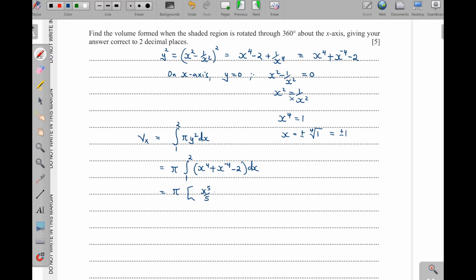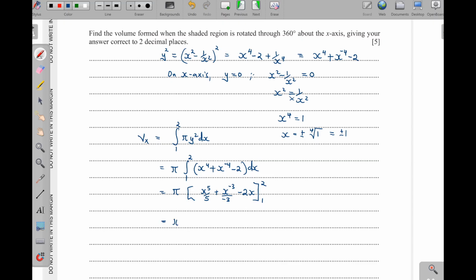5. Increase the power by 1, you divide by the new power, so x to the power negative 3, out of negative 3, minus 2x, and then we put 2 and 1. Remember to take away the integral sign when you begin to integrate. You bring the brackets right away.